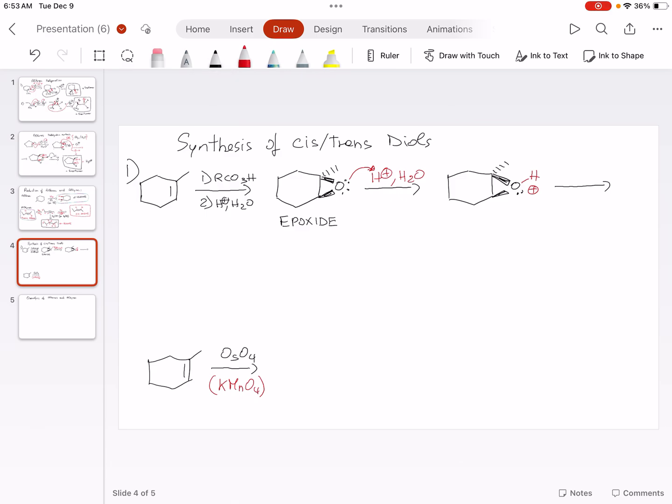So now the water is going to attack our protonated epoxide. Now, where is the water going to attack? Remember, always look at the three-member ring with the positive charge, and you'll notice that the carbon at the top, this carbon here, is actually more substituted. So the water is going to attack that carbon. Stereochemistry is going to change, and the bond between carbon and oxygen is going to break. So it's a backside attack. We need to indicate stereochemistry.